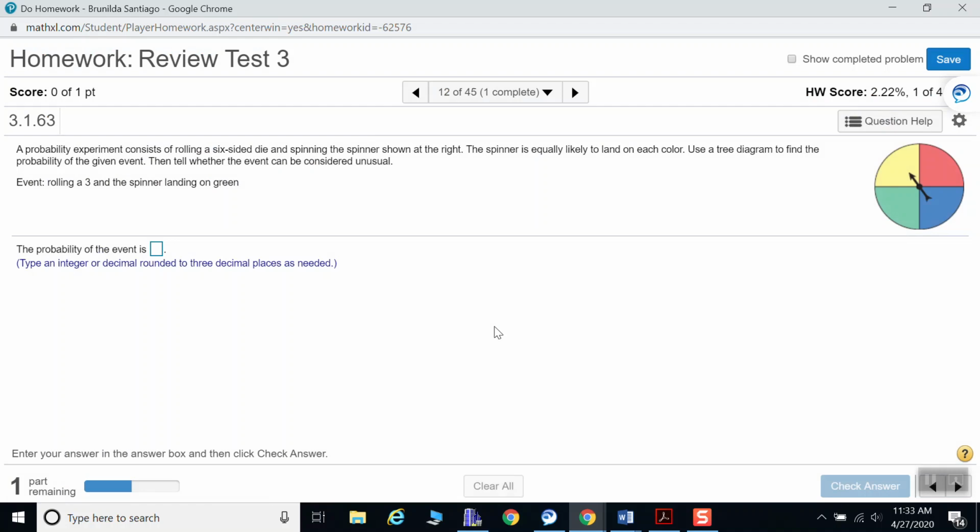So in this exercise, question number 12, a probability experiment consists of rolling a 6-sided die and spinning the spinner shown at the right. The spinner is equally likely to land on each color. Use a tree diagram to find the probability of the given event. Then tell whether the event can be considered unusual. So the event is rolling a 3 and the spinner landing on green. Rolling a 3 in a 6-sided die, there is only one number that is a 3. So that is going to be 1 out of 6. And the spinner landing on green, there is only one green out of 4.